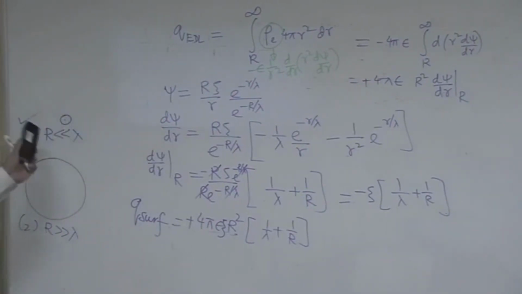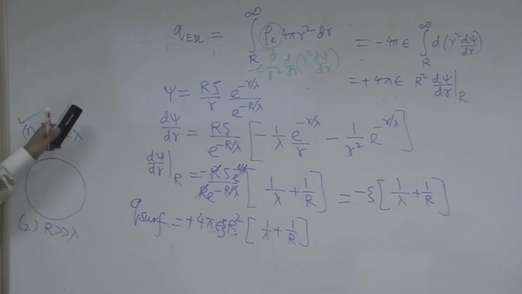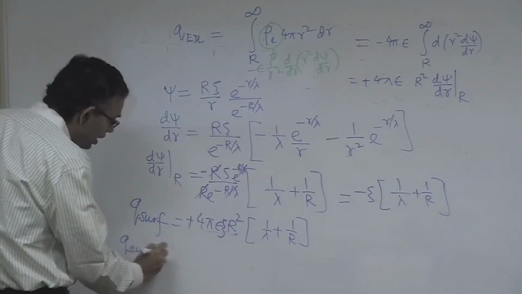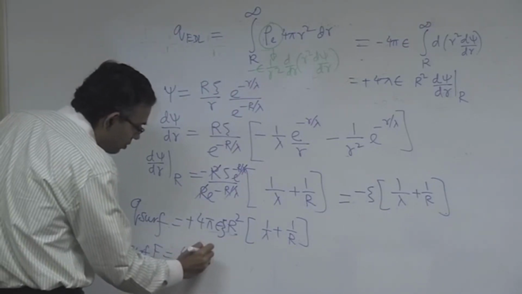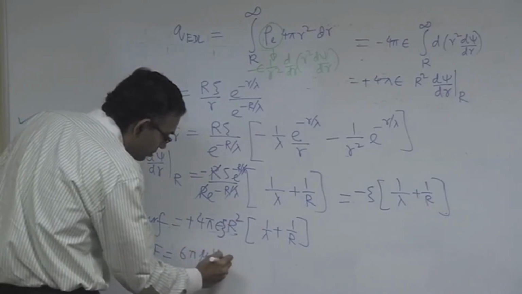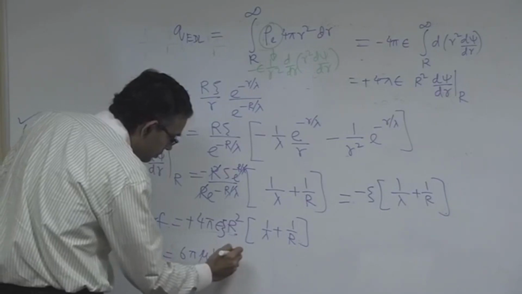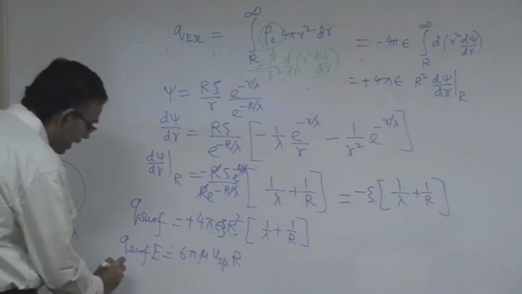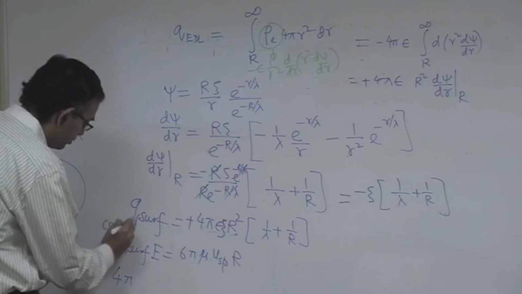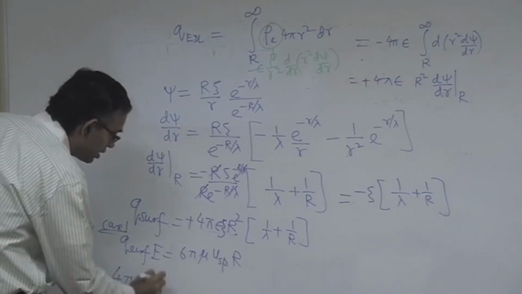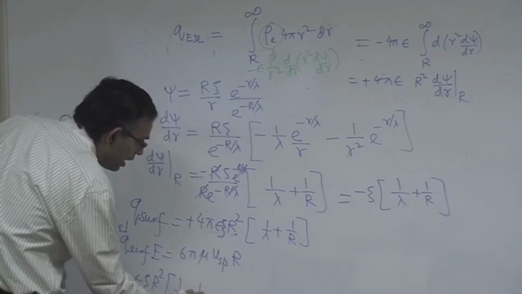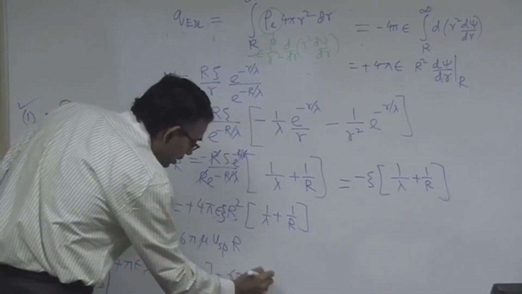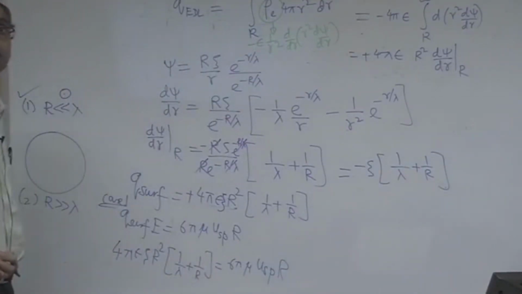So, if you consider the sphere as a small spherical particle, you can apply the Stokes law. So, you can write q surface into E is equal to 6 pi mu into U sphere into R. So, that means you can write, this is for case 1, 4 pi epsilon zeta R square into 1 by lambda plus 1 by R is equal to 6 pi mu U sphere into R. So, from here you will get an expression for U sphere.